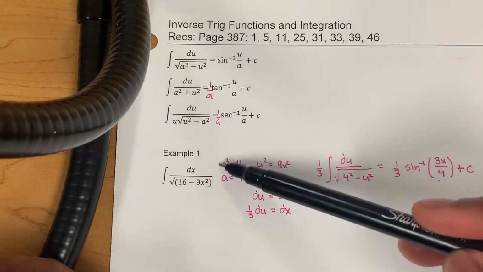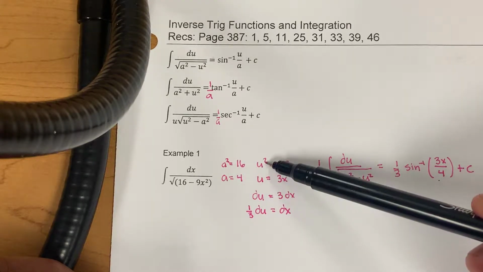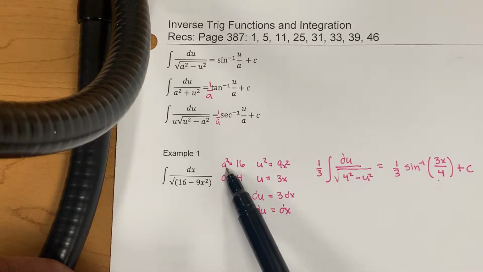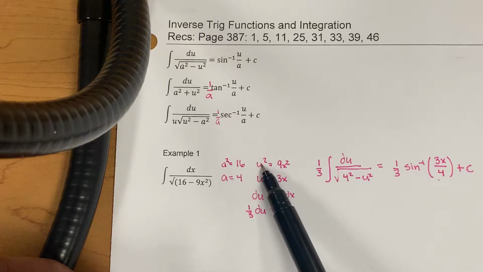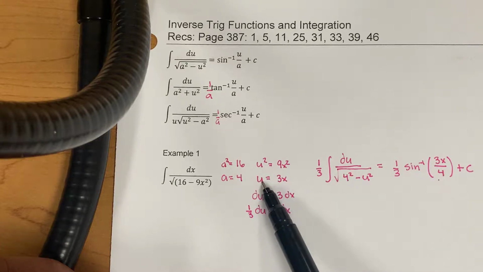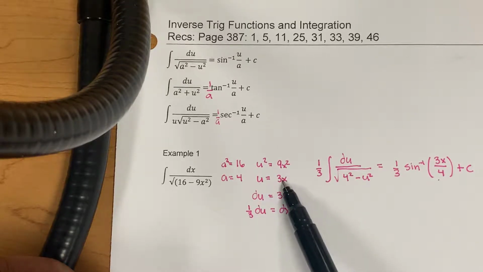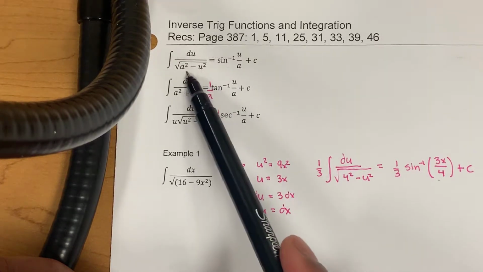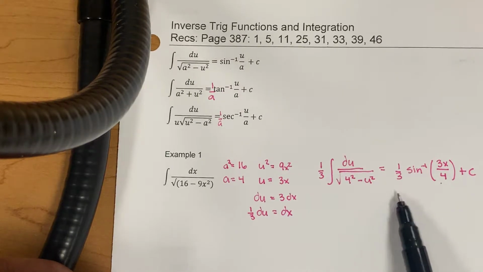So again, we identify a squared, identify u squared, and the way we get a and u is to take the square root of a squared and u squared. When we have the u, we take its derivative like we do with u substitution. So the derivative of u is du, the derivative of 3x is 3 dx. And then we do our replacement and we see that it matches its form, and so we integrate.